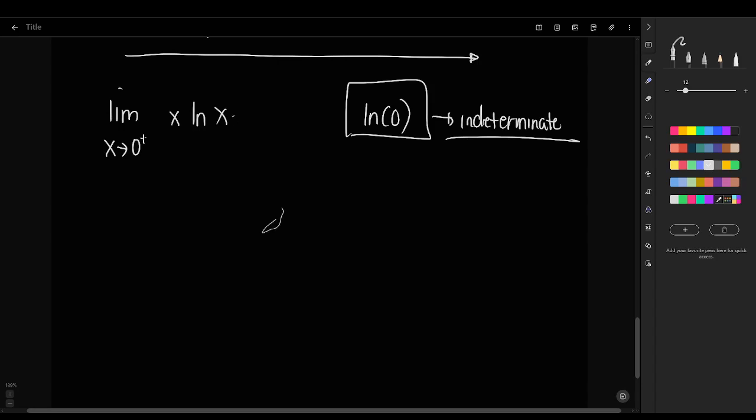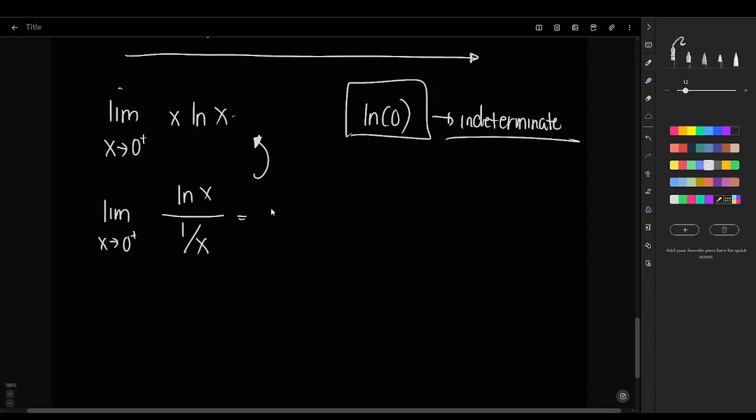So what we could do with this one is translate this one. This is equivalent to the limit as x approaches 0 from the positive side of ln x all over 1 over x. And 1 over x, when you reciprocate this, still gives you the exact value. So this is still mathematically correct.